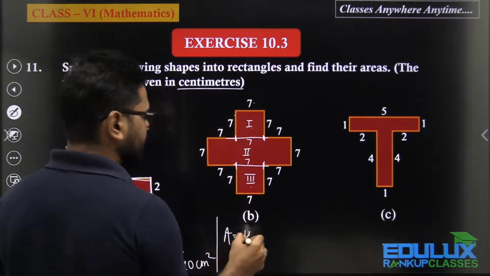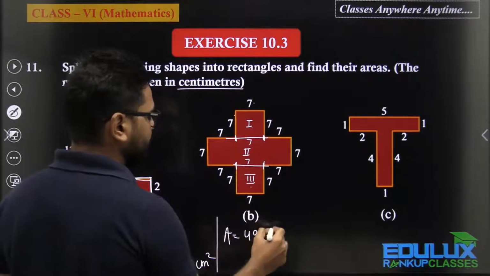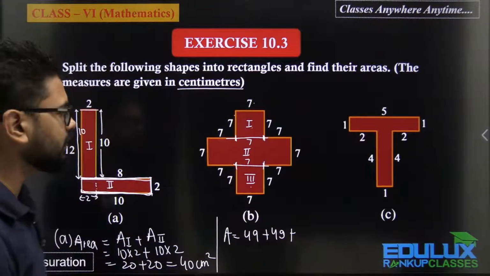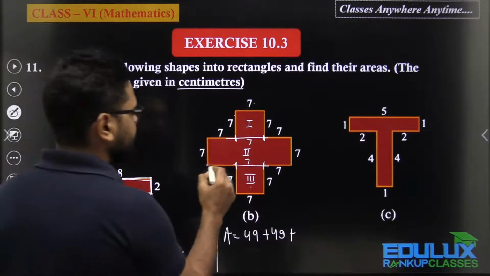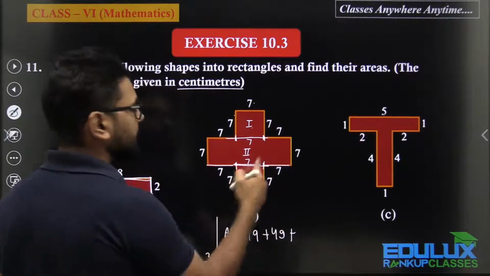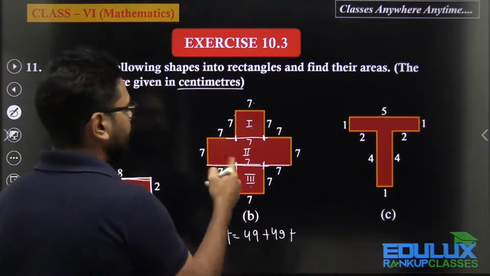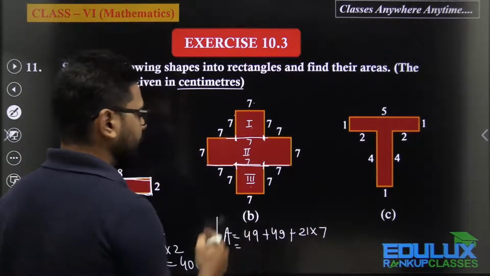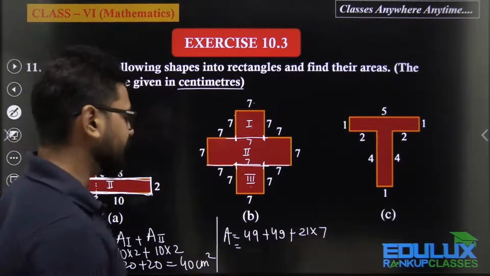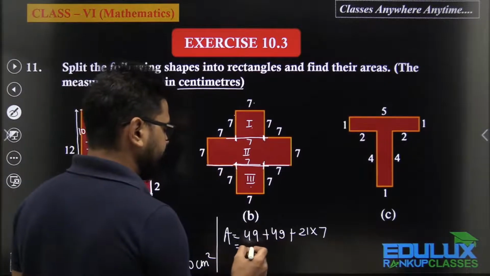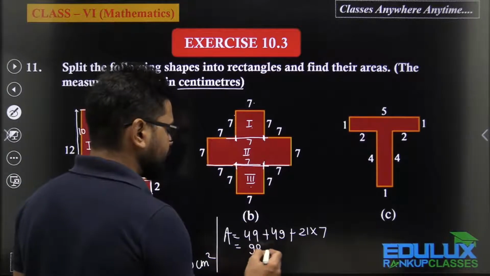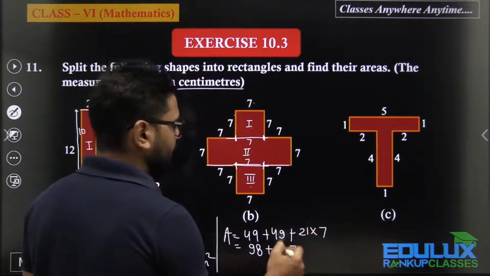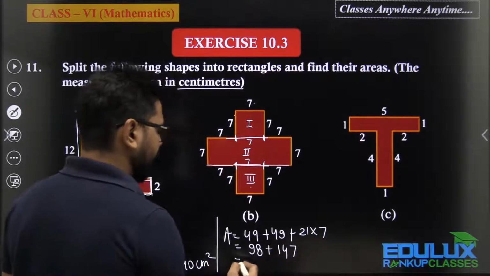7 times 7 is 49 plus 7 times 7 is 49, and the second shape which is left over here is how much? This is a rectangle. So 7 this, and 7 this. This is 7 plus 7 plus 7 is 21. 21 times 7. So 21 times 7 will be the area. So 49 plus 49 will be how much? This will be 40, 40, 80, and 98 is this much, plus 21 times 7: 7 ones are 7, 7 twos are 14. So we have got this as an answer.